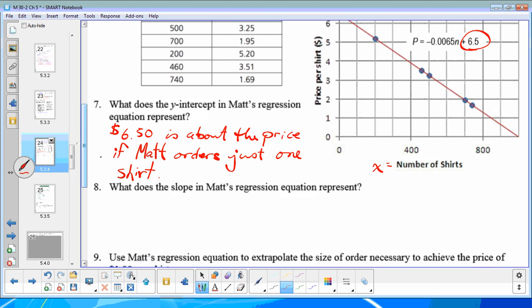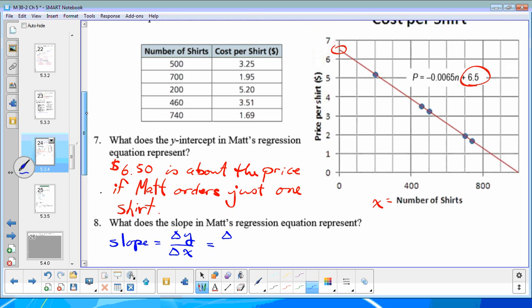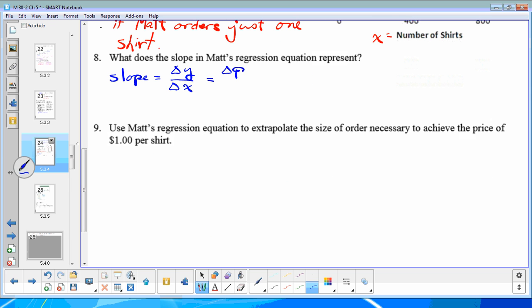Okay, so what does the slope mean in this equation? So generally, we'd say, and I'll get to your answer in a moment, but we'd say that slope is a change in y over a change in x. So we need to think about what are the y values and the x values. So we have change in price per shirt over a change in the number of shirts.